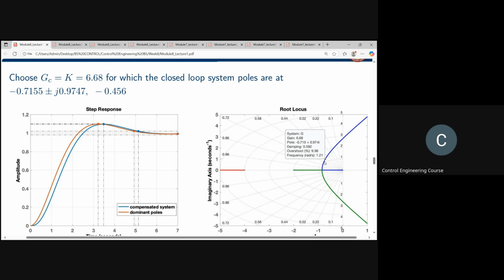This is another example. You same logic. Got it? Yes, sir. Okay.